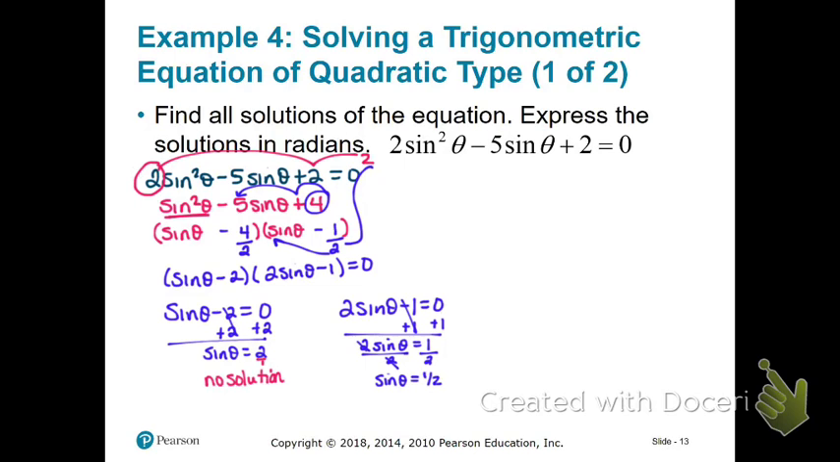Remember, all of our angles are going to give us numbers between negative 1 and 1. So because that one's not in the range of our sine function, it's not going to give us an answer. So basically, it's useless to us. So let's go solve the other one now.